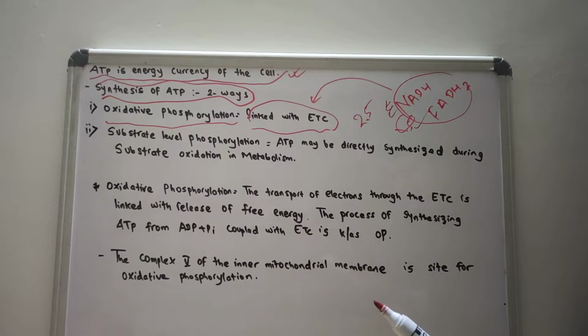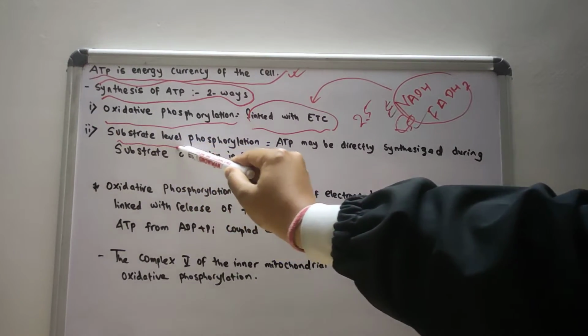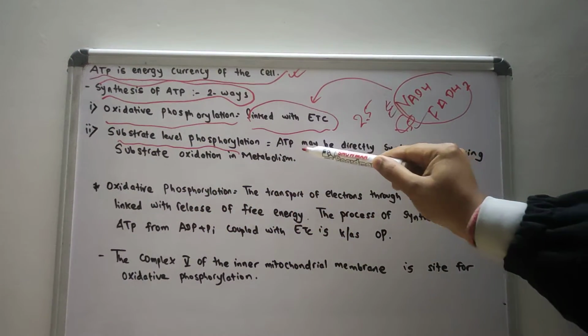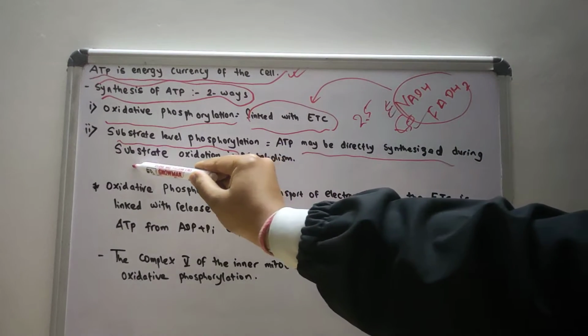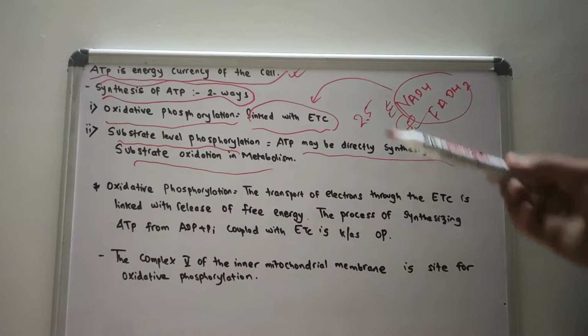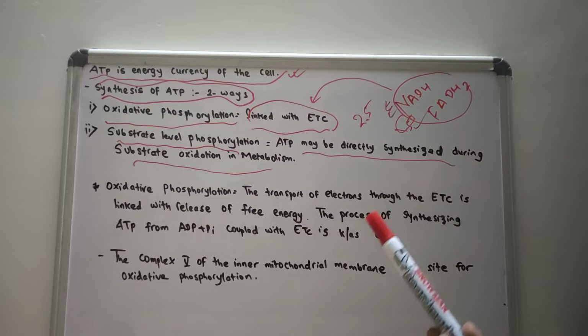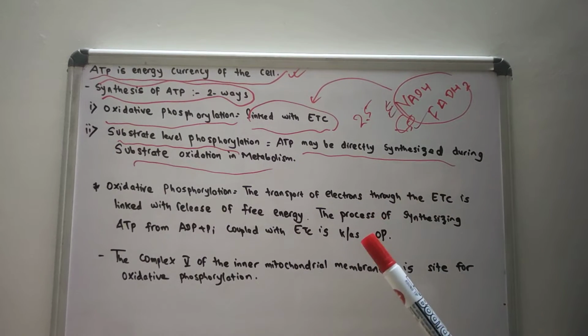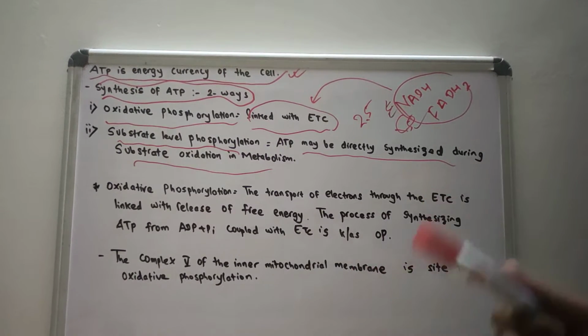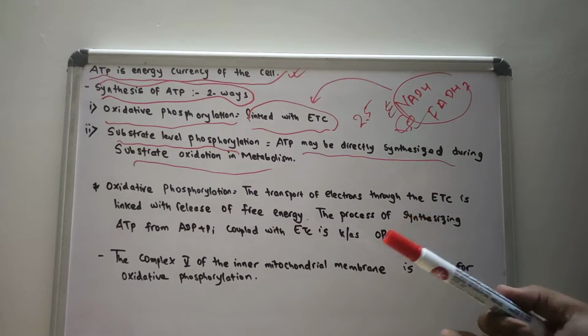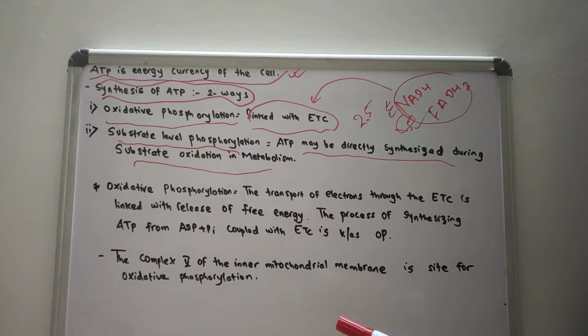Another thing I want to tell you is substrate level phosphorylation. What is substrate level phosphorylation? The ATP may be directly synthesized during substrate oxidation in metabolism without the linkage of the electron transport chain. So when ATP is produced directly during substrate oxidation in the various cycles of metabolism, it is substrate level phosphorylation. There is no passage of any substrate into the electron transport chain, or no link with electron transport, in substrate level phosphorylation.